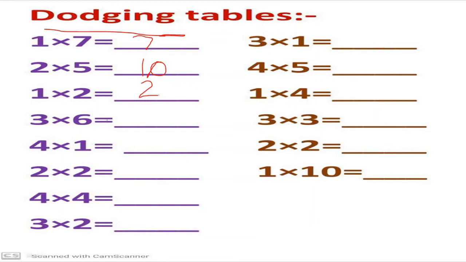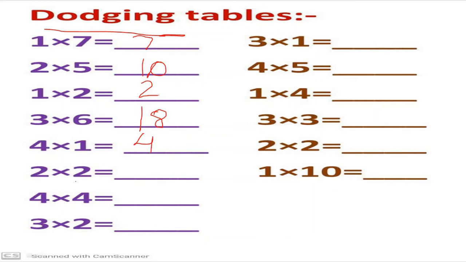3 six are, start counting from 3 ones are. 3 ones are 3, 3 twos are 6, 3 threes are 9, 3 fours are 12, 3 fives are 15, 3 six are, what will come? 3 sixes are 18. Hope you all enjoy this activity. 4 ones are, you all know that. Should I count? 4 ones are 4.